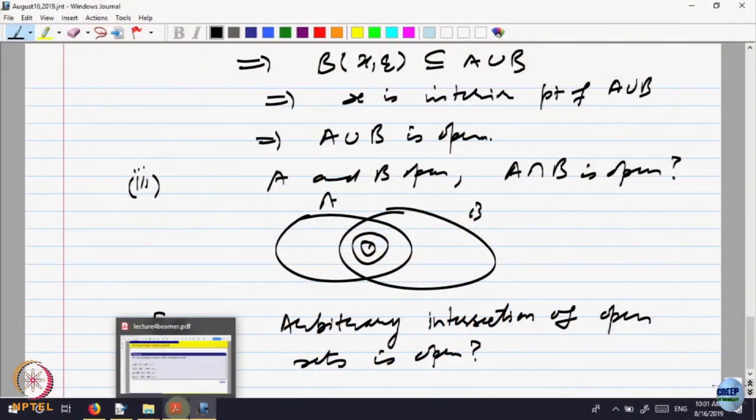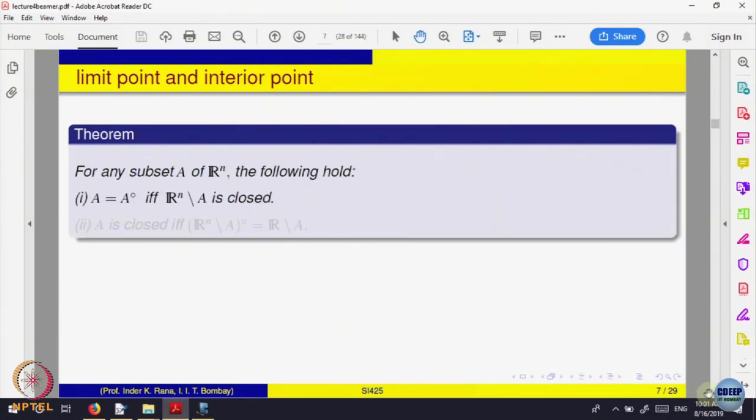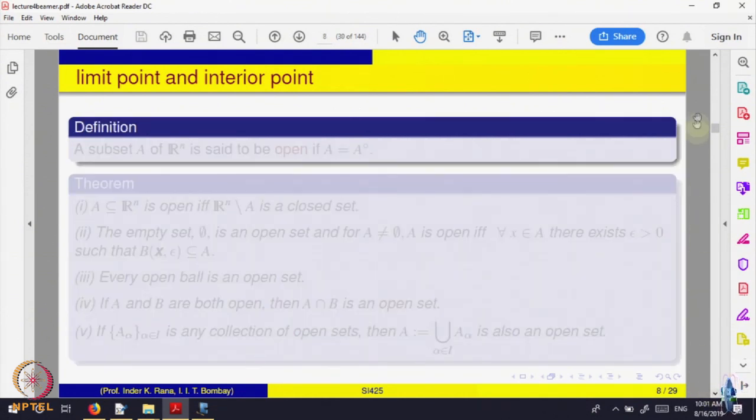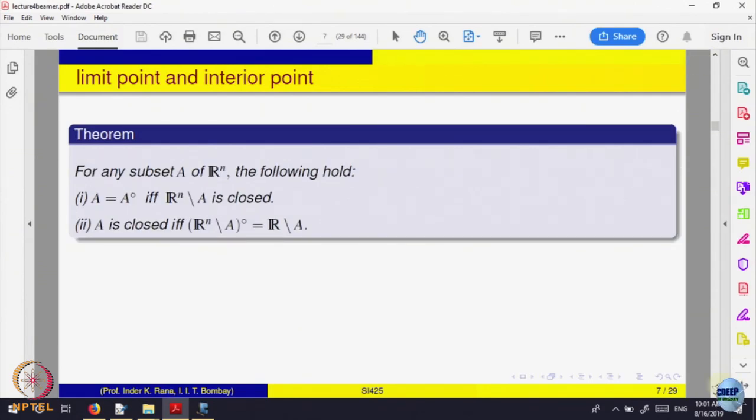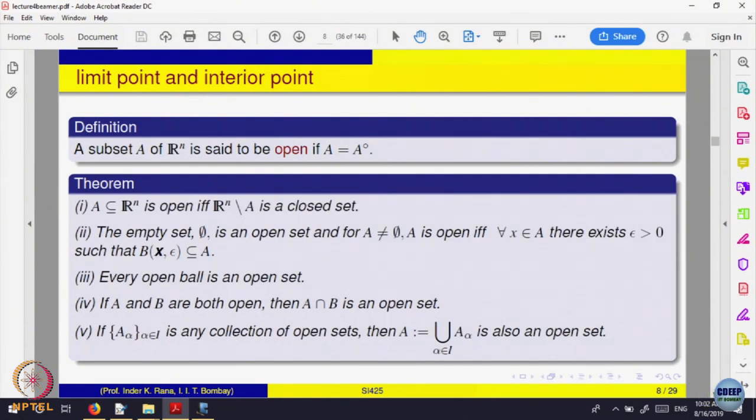So, let me just see if anything else is to be said. Closed if and only if, that we have done. So, that is a definition, or we defined open sets, and that is the same as the complement is closed. So, that follows from the previous theorem. And here are the properties which we have just now proved.